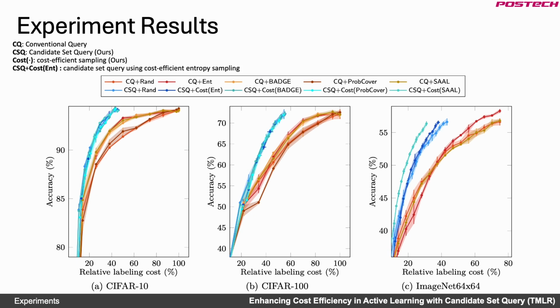First, comparing CSQ combined with cost-efficient sampling to conventional baselines, we see consistent improvements in cost efficiency across all datasets and sampling methods. Specifically, CSQ saves annotation costs by up to 57 percentage points on CIFAR-10, 45 percentage points on CIFAR-100, and 44 percentage points on ImageNet 64x64.